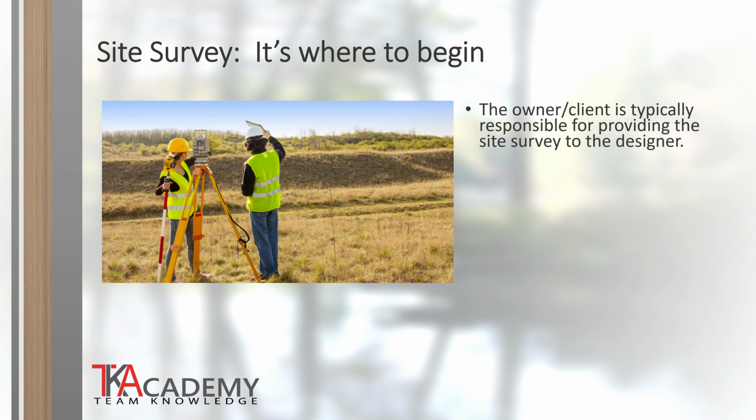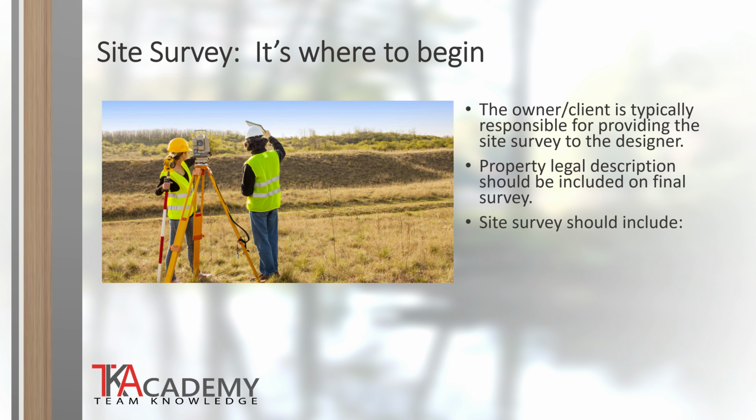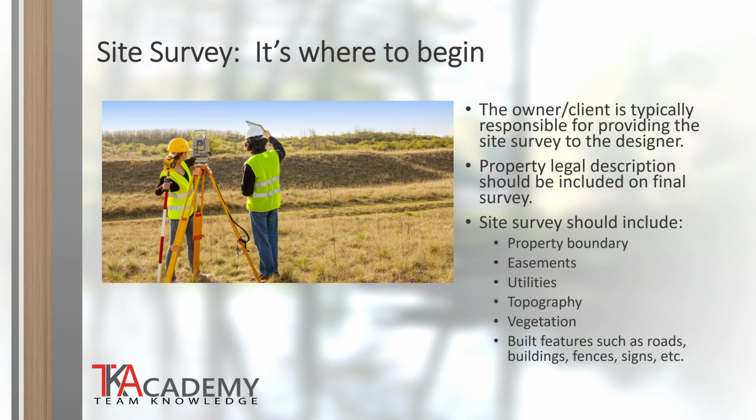Every final site survey should contain the property's legal description that matches the current site plat recording filed with the jurisdiction having authority. This is especially important if there is any type of administrative action to amend the plat or to rezone the site as part of the project. Every site survey should include the following: the property boundaries, any easements that run through the site, existing utilities that are both above and below grade, topography, existing vegetation, and built features such as roads, buildings, fences, signs, or other prominent features on the site.